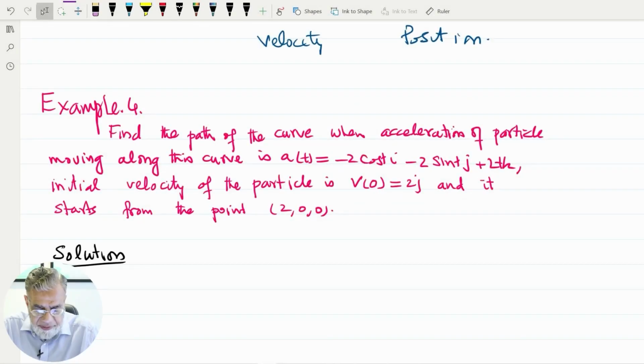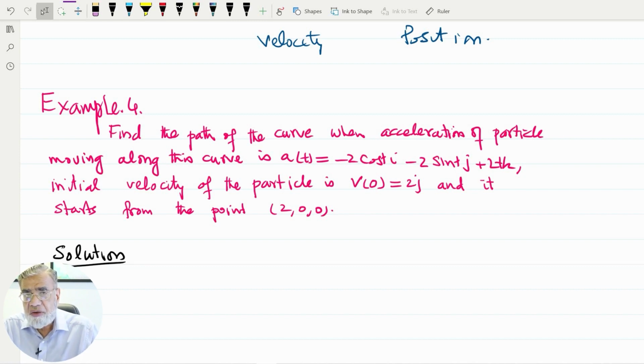So I'm giving you an example where, along the path of the curve, the particle is moving with certain acceleration, and we want to find the path. Here we have the acceleration given, and as I mentioned, we integrate to get the velocity, and then we integrate to get the position vector giving the path, the vector valued function. So there we need the initial conditions.